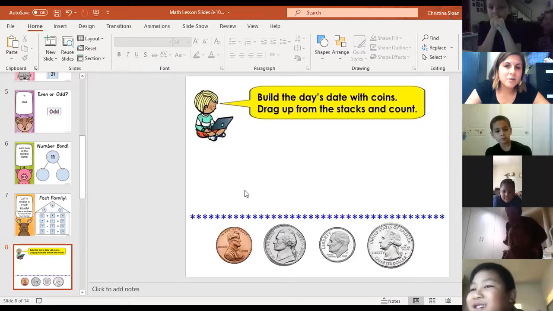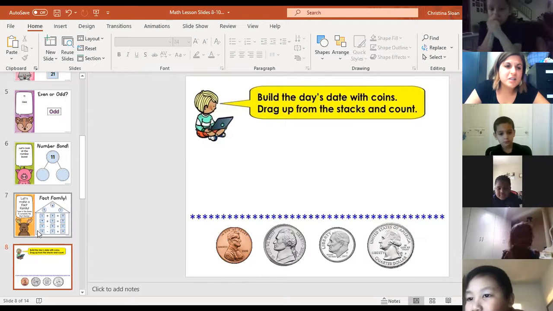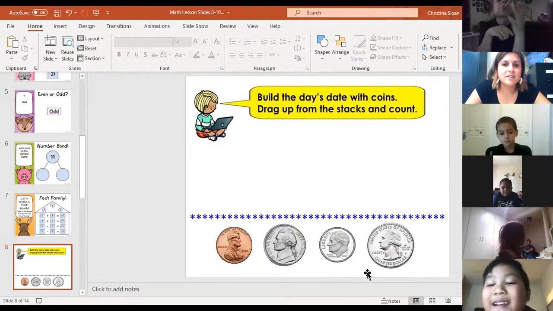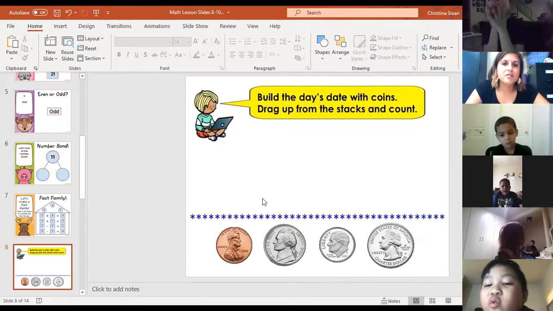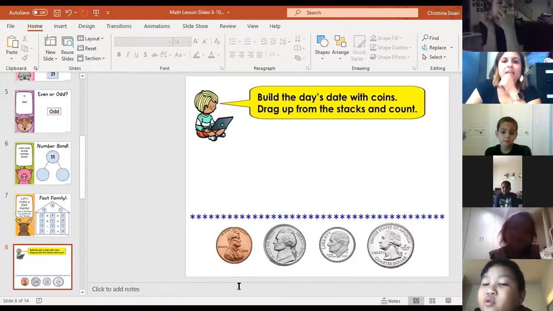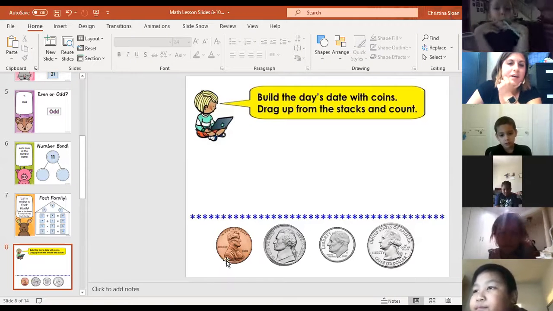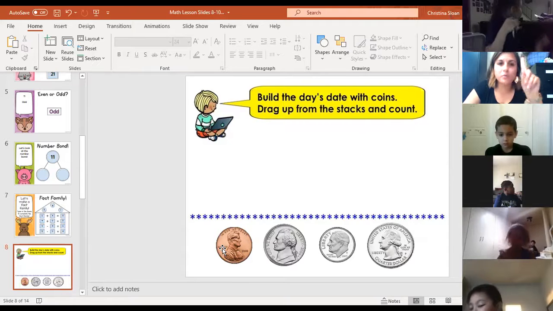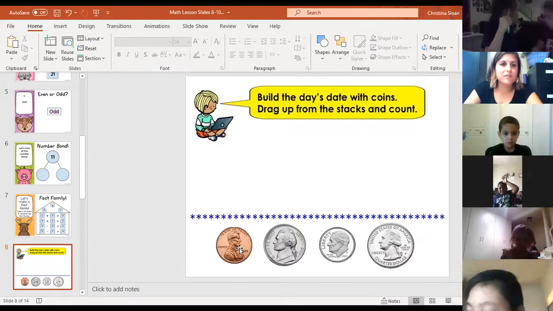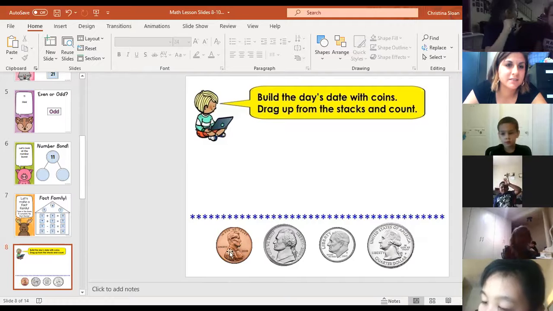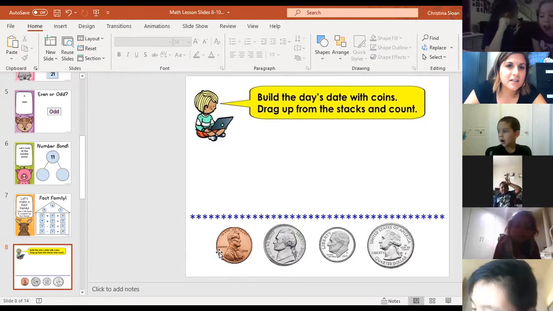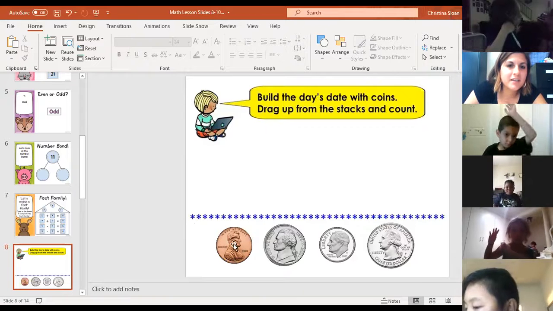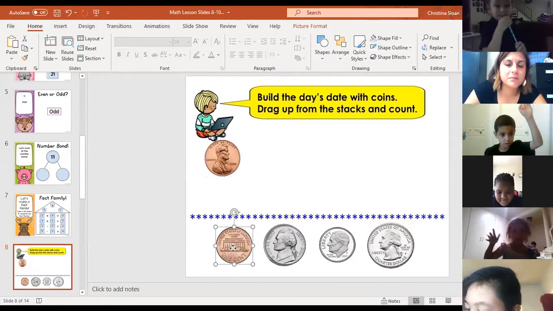So today, since our number of the day was 11, let's try making 11 cents out of our money here. So raise your hand if you can tell me how many pennies we would need to make 11 cents. So remember, a penny is worth 1. So how many of these pennies would we need to make 11 cents? Let's see. Kari, I see your hand up. You can unmute yourself, buddy. How many would we need? 11. Good job.